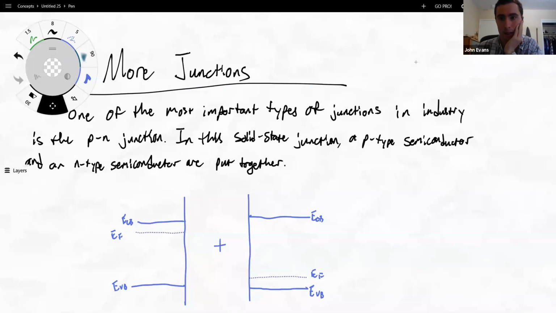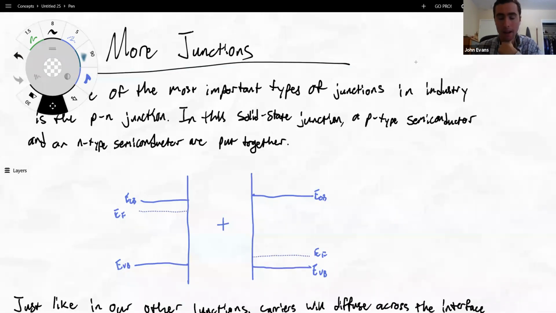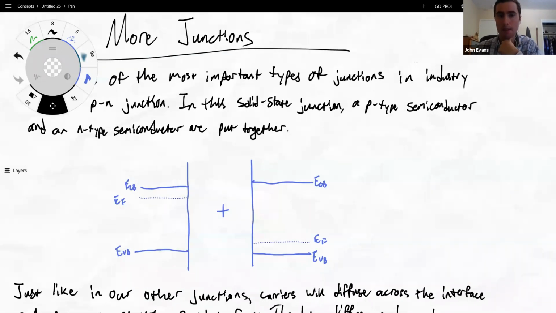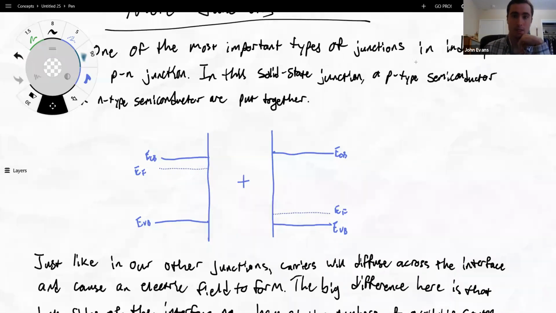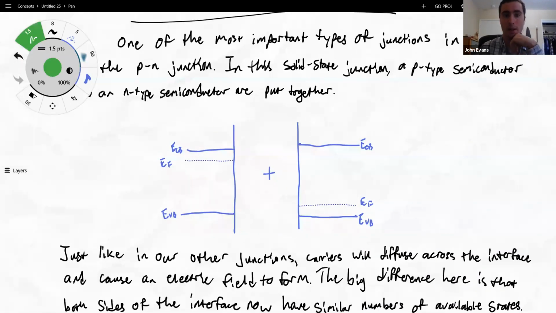So it's a junction that's formed between a p-type and an n-type semiconductor. It's a solid state junction. You don't really form these in liquids or gases or things like that. And as you might expect, it's what happens when you put a p-type semiconductor and an n-type semiconductor together. So in this case, I've got my two semiconductors here. Here's my n-type and here's my p-type. And what we're going to do is we're going to put them together.